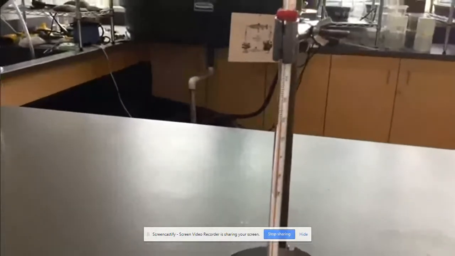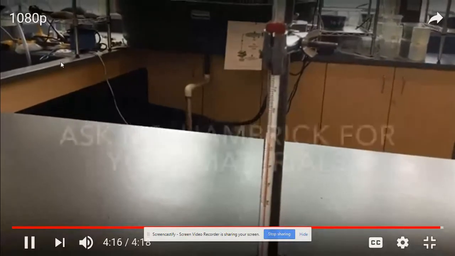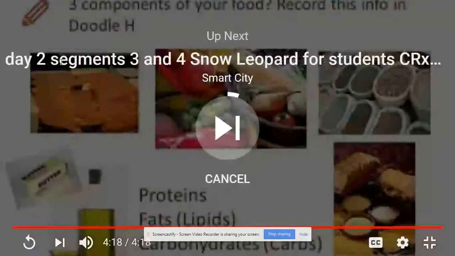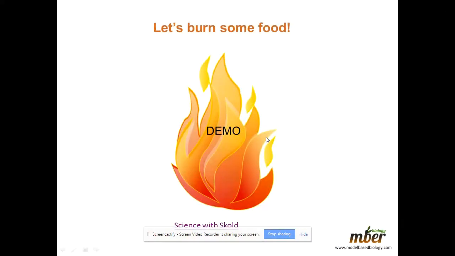It's amazing, but we could already see a temperature change. It looks like it's just about 20 degrees. Be careful not to get that measurement too early. It may still continue to rise after the Cheeto burns out. Okay, so there's your demo.